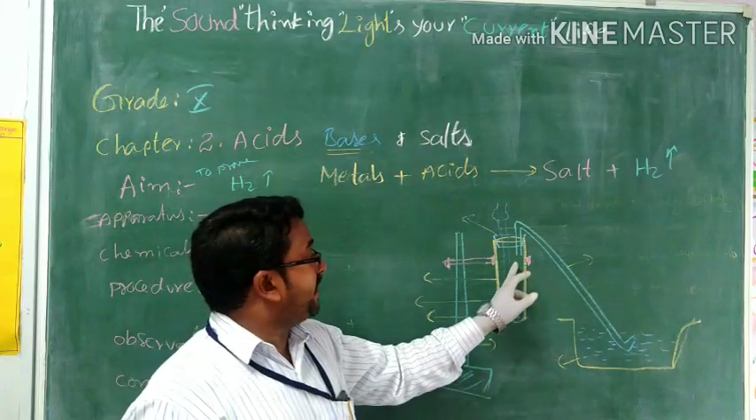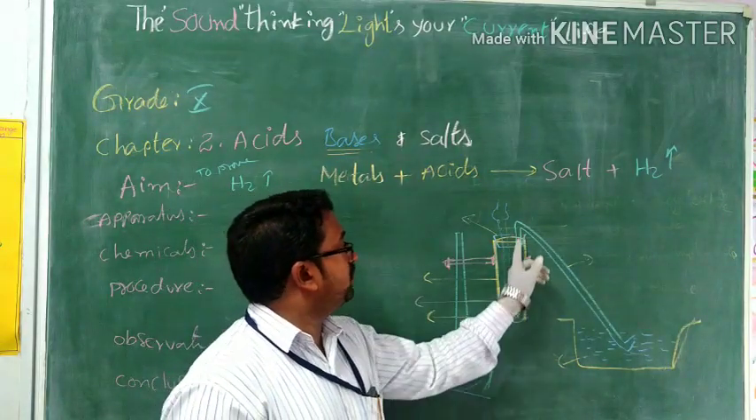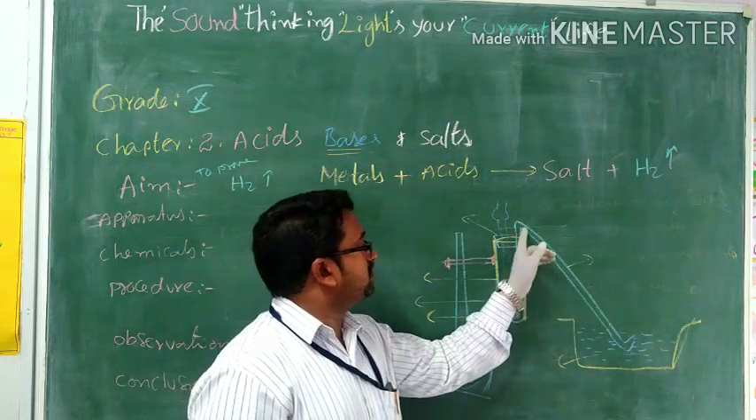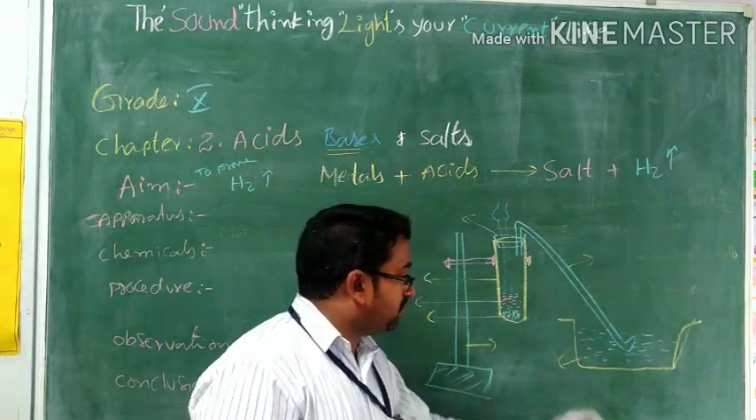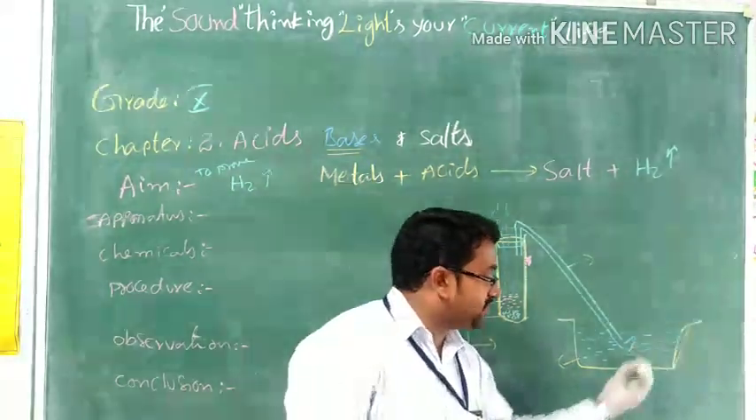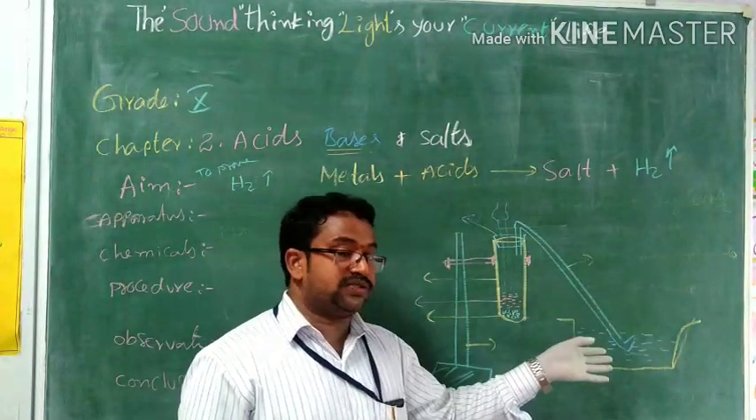And one colorless gas is evolved. Here there is no chance of escaping, so it will come to this delivery tube. You can observe in this soap solution bubbles are going to appear. Those bubbles indicate some gas is going to be released.